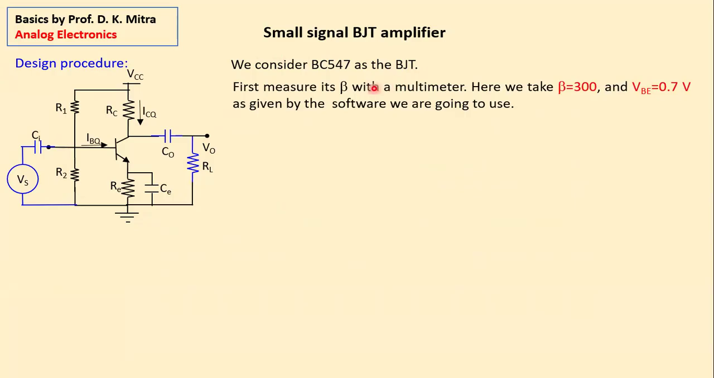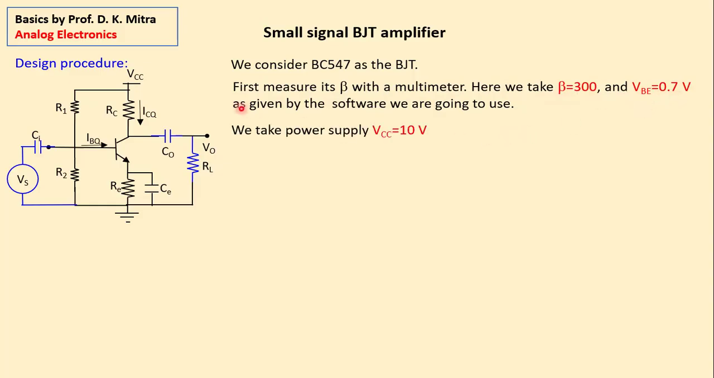Then you should first measure the beta with a multimeter. Nowadays, all digital multimeters have a facility of beta measurement. But now I cannot show you how I measure with the multimeter. What I do, I take beta 300 and VBE equal to 0.7 volt because that is given by the software that I am going to use in front of you for designing this amplifier. So I take beta 300, VBE 0.7 volt, right?